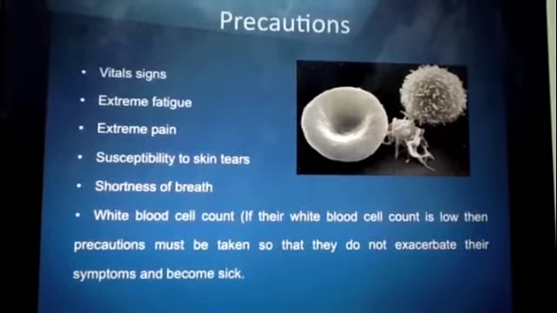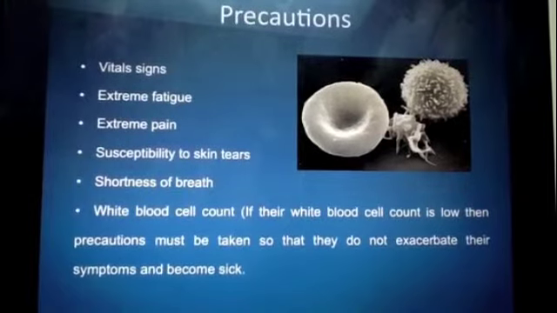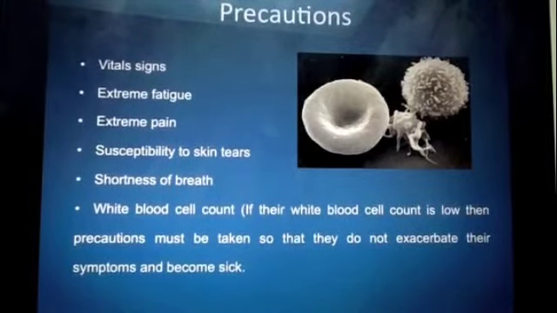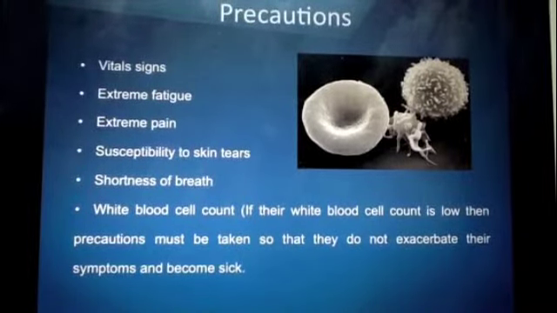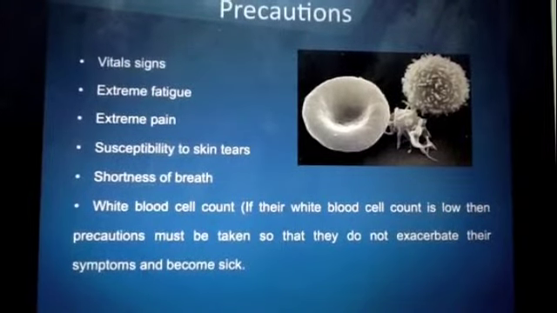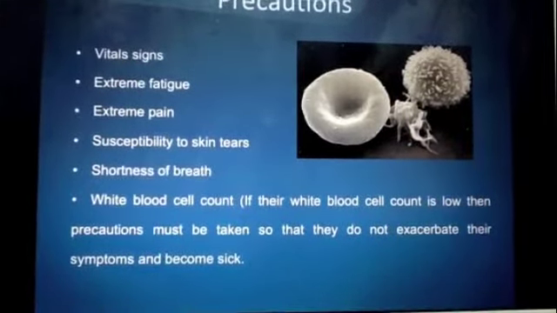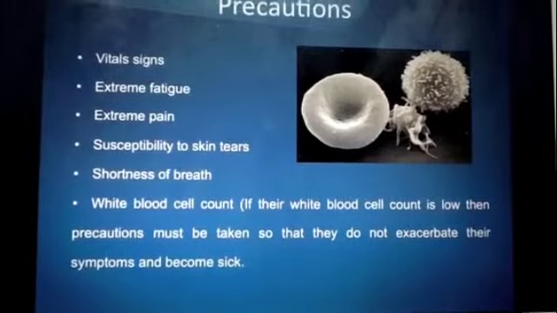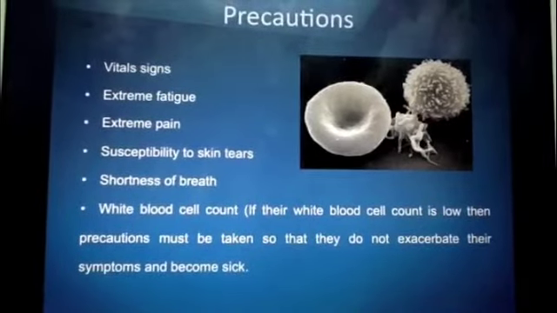Precautions that a PT should be aware of are vital signs, extreme fatigue during exercises, extreme pain during exercises, and also the susceptibility to skin tears due to the weak integumentary system, shortness of breath, and also be aware of the white blood cell count. If their white blood cell count is low, then precautions must be taken so that they do not exacerbate their symptoms and become sick.